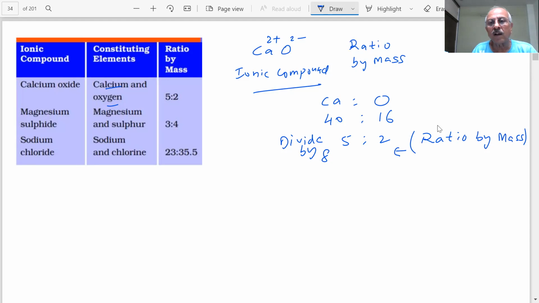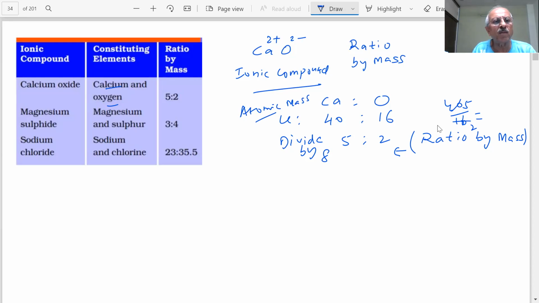Now, sir, we will divide by 7? No. For 40 and 16, what will be the simplest value? Cancel it by 8, and we get 5:2. Clear? Any doubt? No, sir. This is the atomic mass of calcium. So when we say ratio by mass, we are using atomic mass.